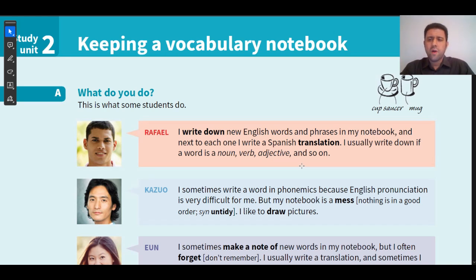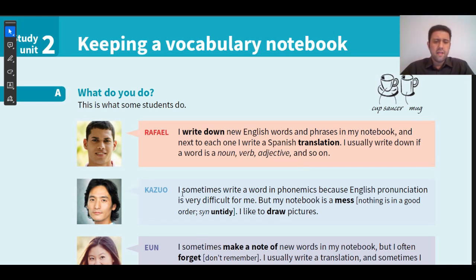I usually write down if a word is a noun, verb, adjective, and so on. This is good and useful because you will understand how to use that word in a sentence. So, as an example, if in front of the word translation you write that this word is a noun, you know that you need to use it as a noun in a sentence.